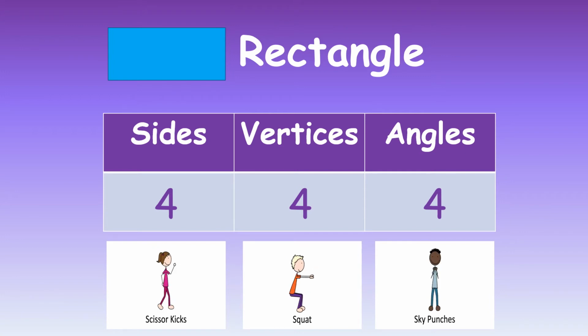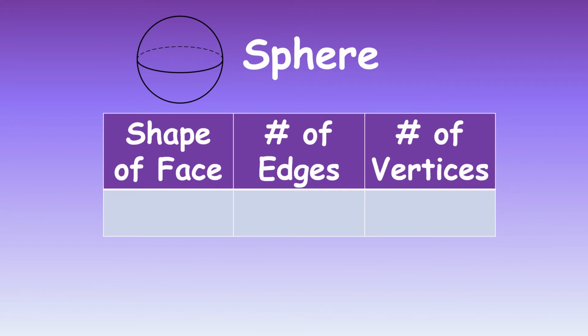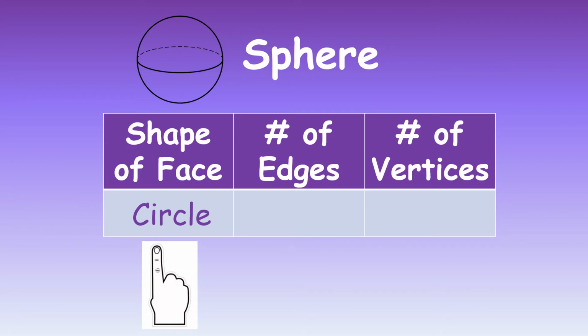Great job. Now let's talk about solid figures like this sphere. Solid figures are not flat and are three-dimensional. We will identify the shape of the face, the number of edges, and the number of vertices the solid figures have. Let's start with a sphere. What about the face of the sphere? What shape is it? It's a circle. Take your finger in the air and draw a circle.